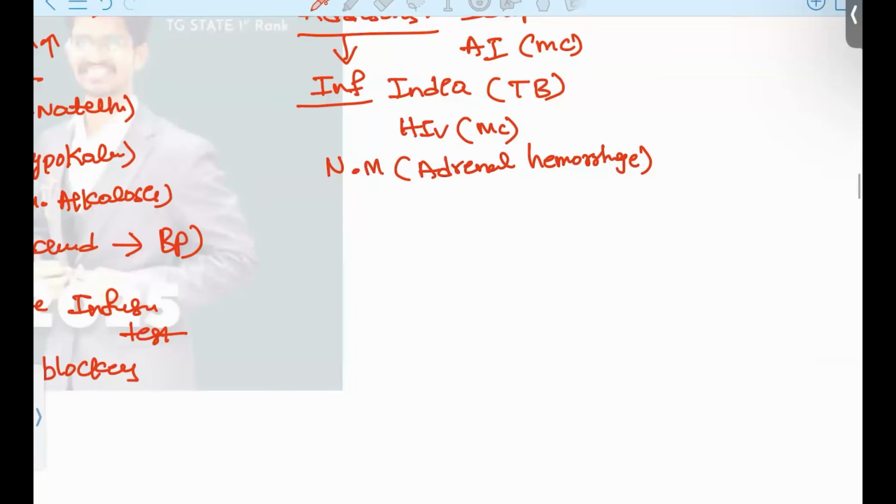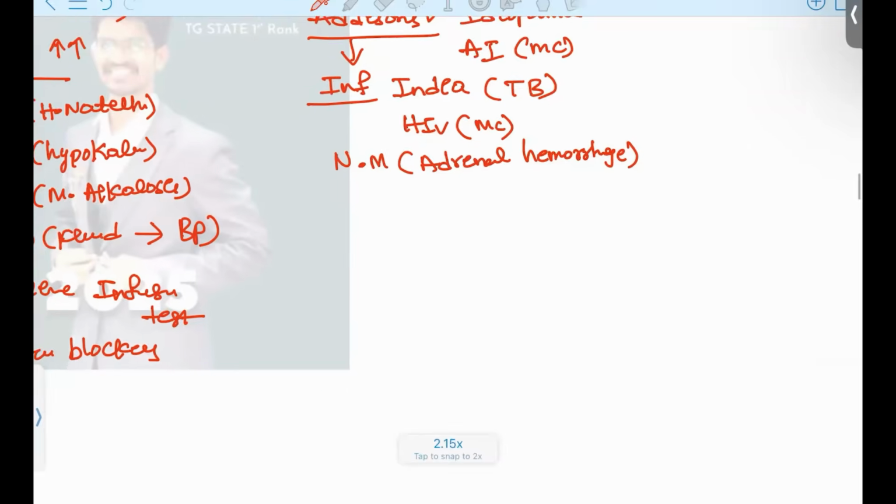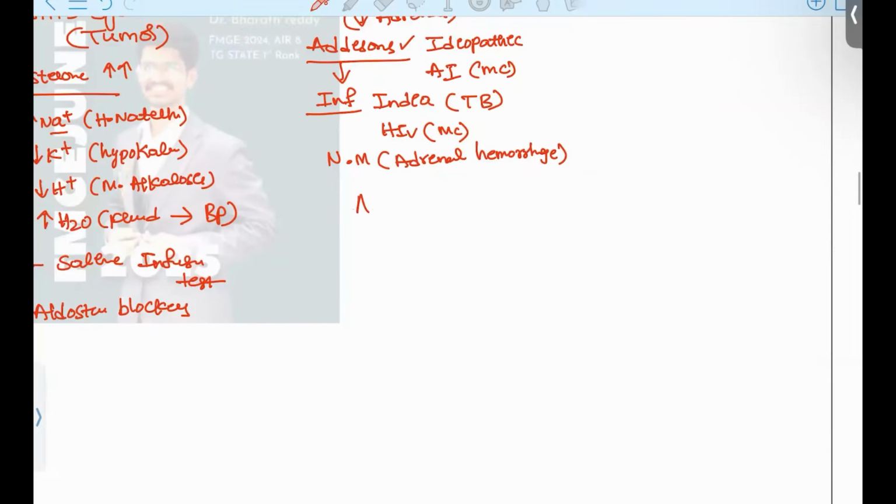Okay. And how will these patients be presented? Opposite to your aldosterone excess, aldosterone is not working. That means hyponatremia, hyperkalemia, and metabolic acidosis are seen in this patient, right? And the patient will be having dehydration. This is how the presentation is.